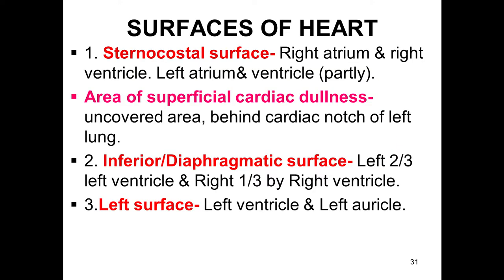What about the surfaces of the heart? The heart has a sternocostal surface, which is in relation to the sternum and the ribs, the anterior surface, and that is formed by the right atrium and right ventricle. Though the left atrium and ventricle also participate in the formation of the sternocostal surface, mainly the right atrium and right ventricle form the anterior or sternocostal surface.